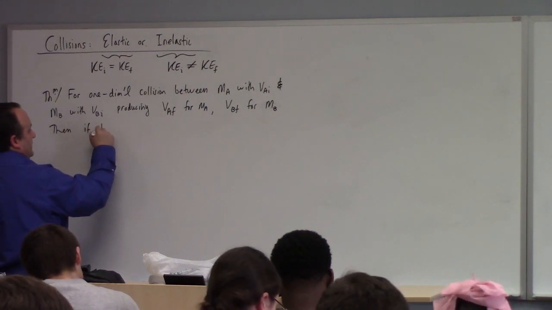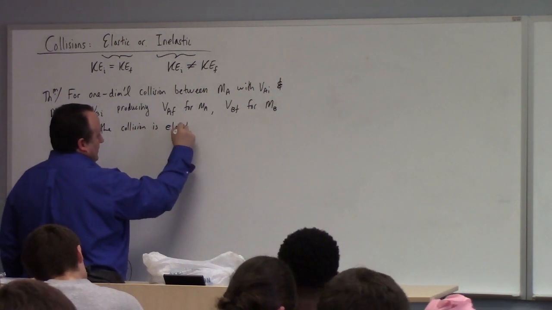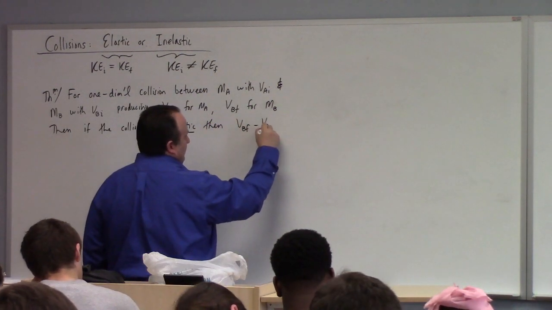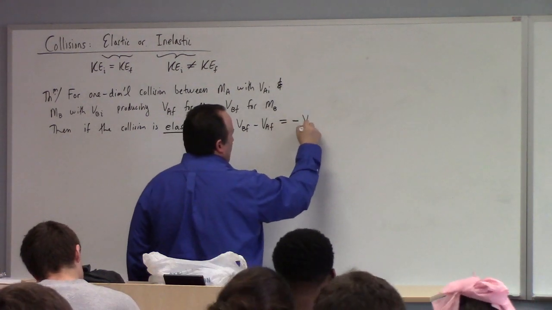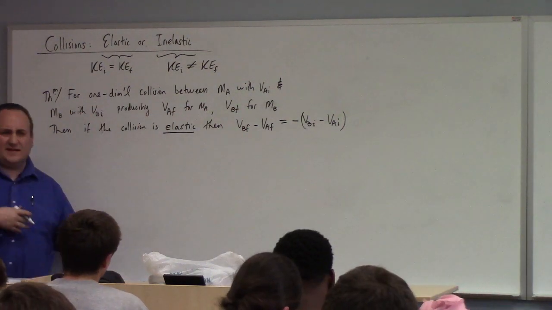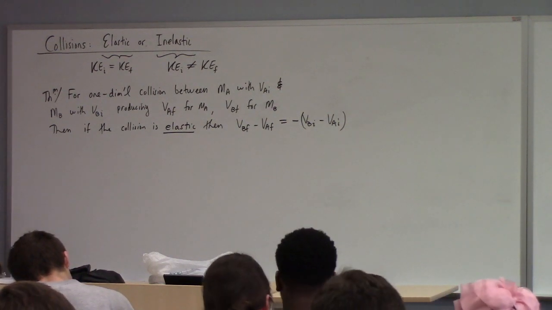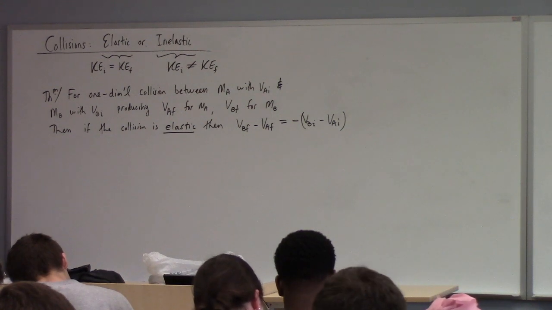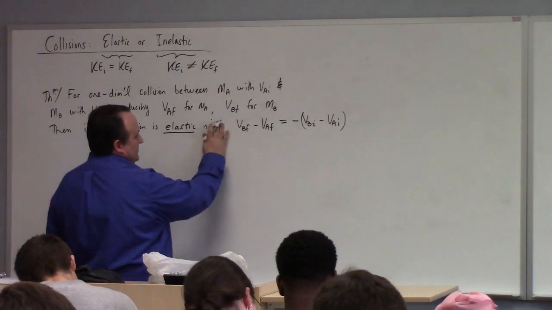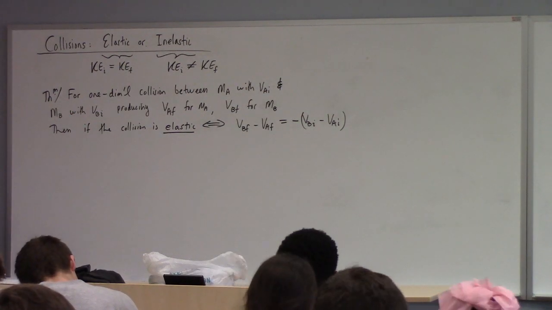Then here's the punchline. If the collision is elastic, then VBF minus VAF is equal to minus (VBI minus VAI). And in fact, this is a biconditional. It's if and only if. The only way that the collision can be elastic is if this condition is met. So I could say the collision is elastic if and only if this condition's met. That's the content of the calculation we did.